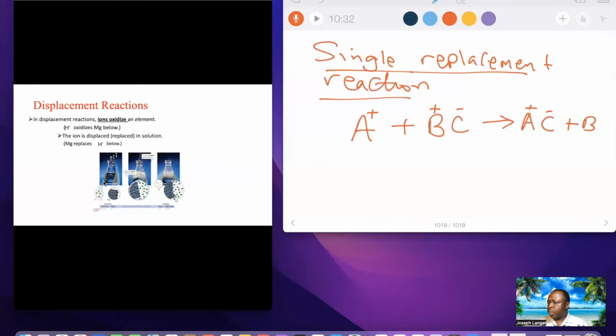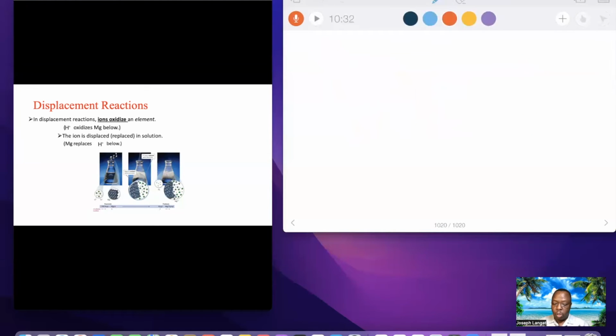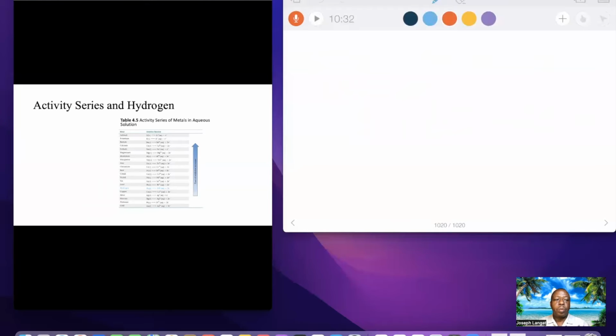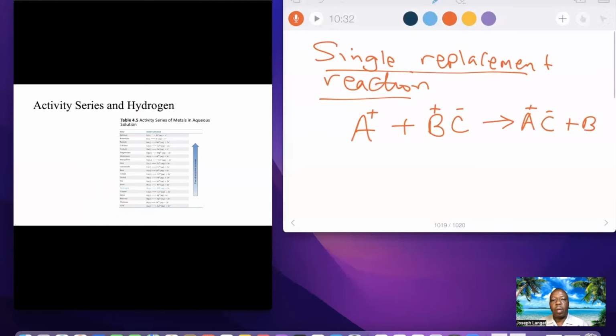Well, it's important to understand before we look at a specific example. I want to walk you through how to read the activity series in order to come up with the correct balanced equation for single replacement reaction. You need to learn the activity series. Activity series is a list of a few selected elements, a few selected metals on the periodic table, listed from the top being lithium and all the way at the bottom gold, Au.